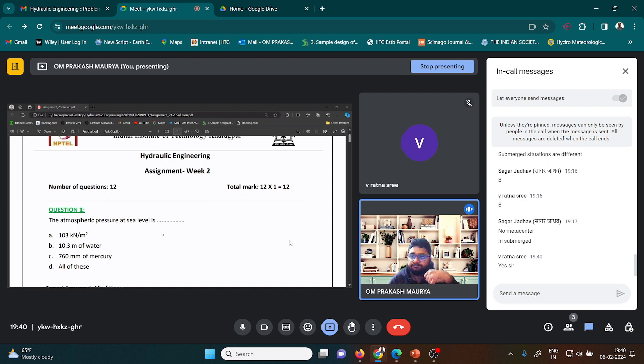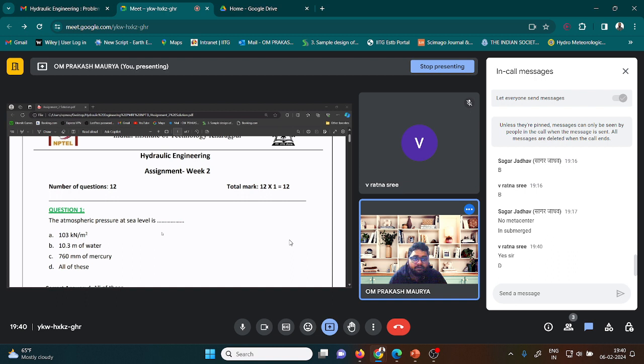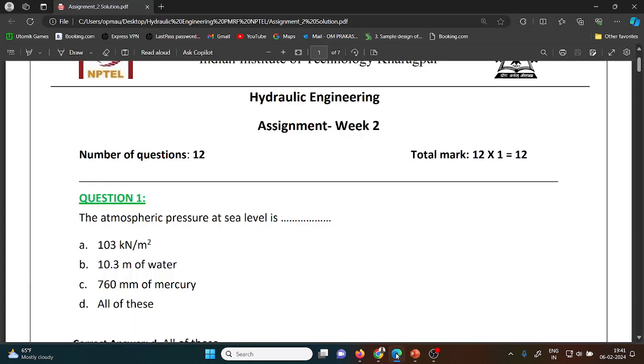Go through the first question. The atmospheric pressure at sea level, what is it? Option A, 10. Okay, all of the above, because previously we already solved the 10.3 meters of the water column and 760. If you calculate similarly for mercury, you will get 760. So okay, now moving ahead. This was the first question from the previous year.